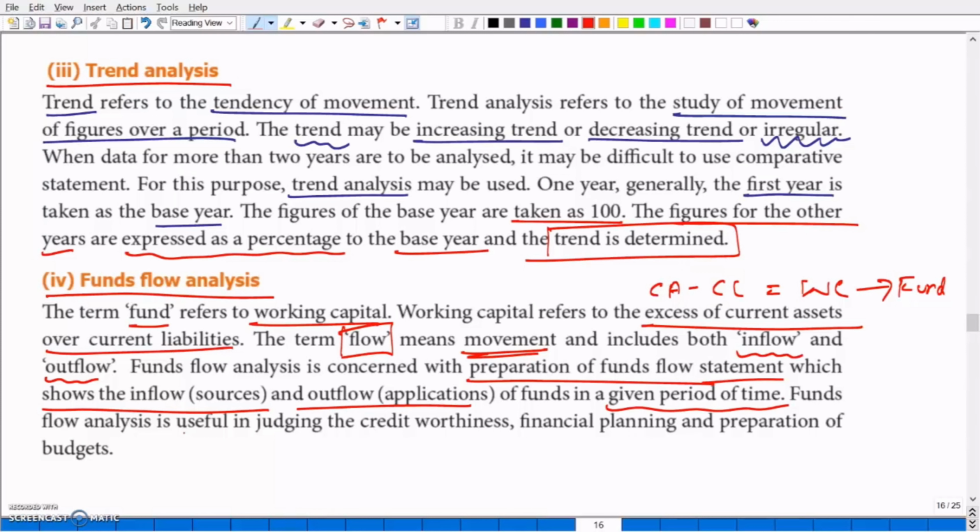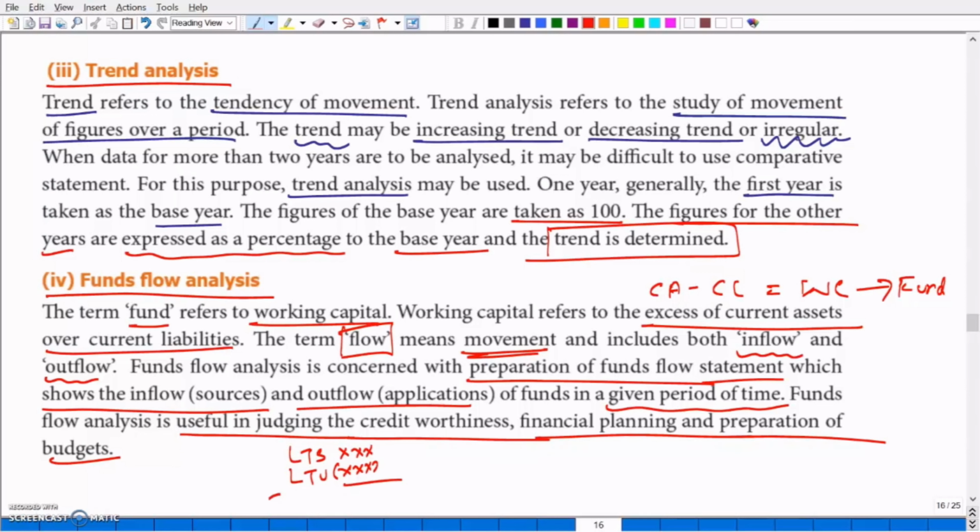And this is very much useful in judging creditworthiness, financial planning and preparation of budgets. How? Because the fund flow statement will show what the long-term sources are and what the long-term uses are. So long-term sources minus long-term uses will communicate the surplus or deficit. And this surplus or deficit will be used for working capital purposes. So if it is surplus, it is good. If it is deficit, then there is some kind of diversion, which showcases creditworthiness.